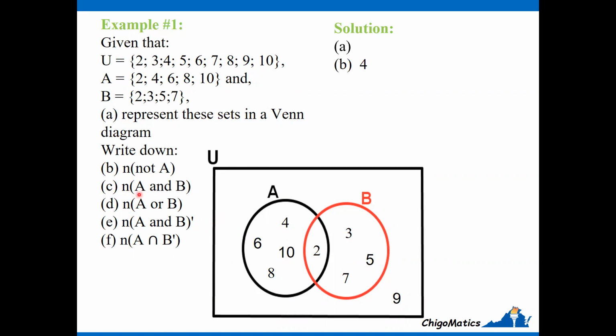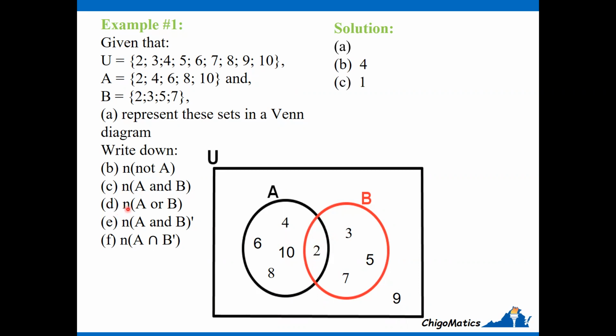Then you go on to see the number of elements in A and B. I've already said A and B is the same as A intersection B. So we go to the intersection, we only have 1 element. So the answer to that is 1.